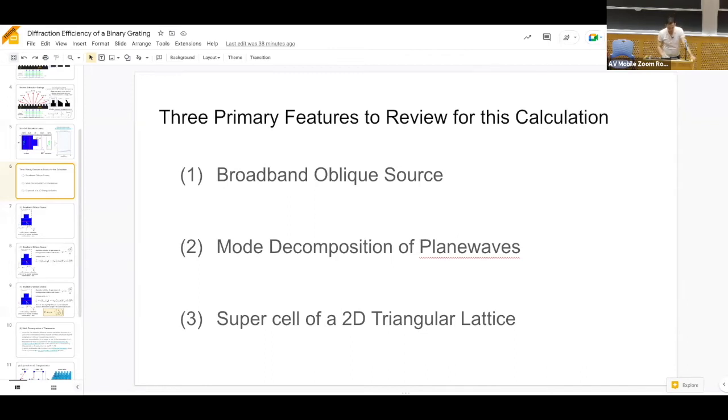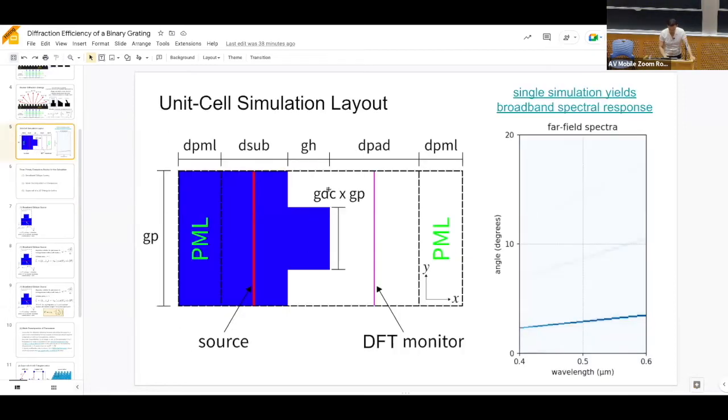All right, so let's go through this. Setting up this actual structure is relatively straightforward. We only have a handful of parameters here. We have our PML thickness, our substrate thickness, and an air padding between where our grating ends and where our PML begins. If I switch back, this is the actual structure, so these are the parameters in the script shown here in this schematic.